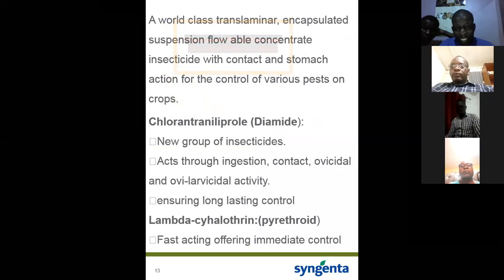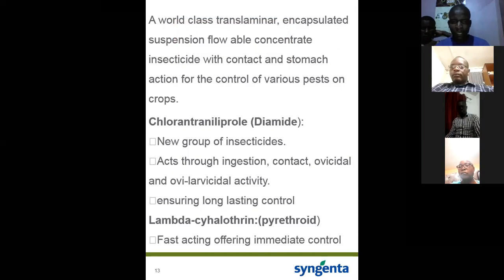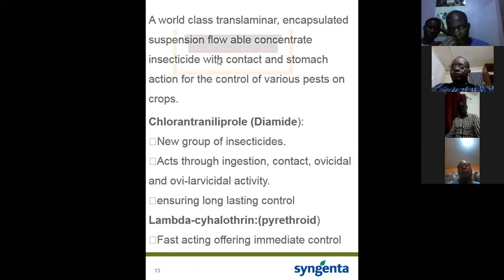A diamide will act on a new group of insects, the insects that will evolve, because you know insects evolve. So if you've got a new insect, a diamide will be able to eradicate the new insects. And then the lambda, which is found in Ampligo, is able to control a number of insects. In other words, it's a broad spectrum insecticide.